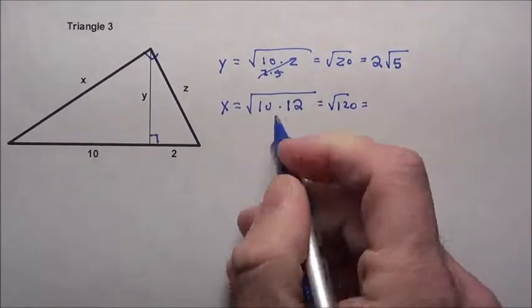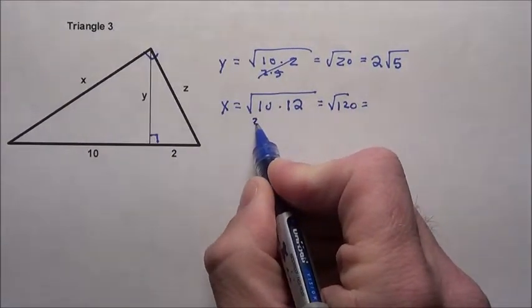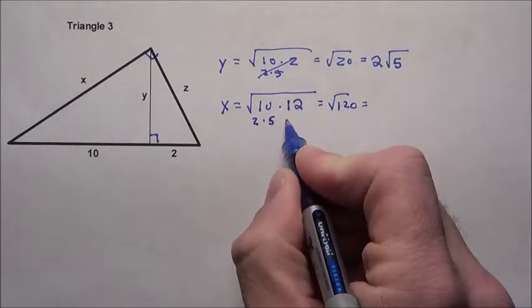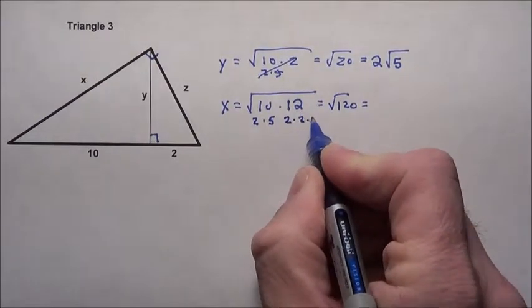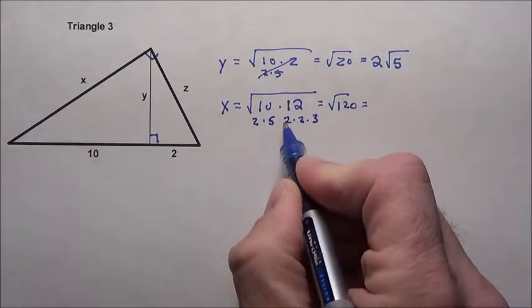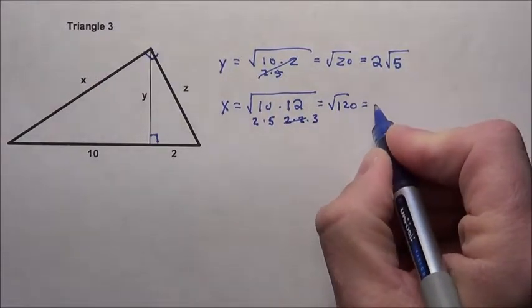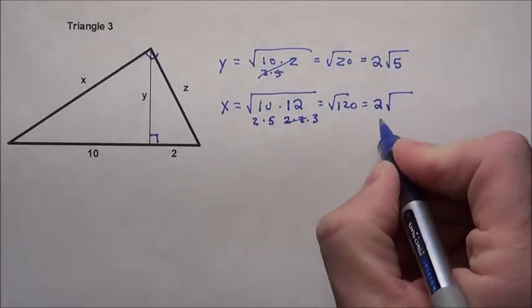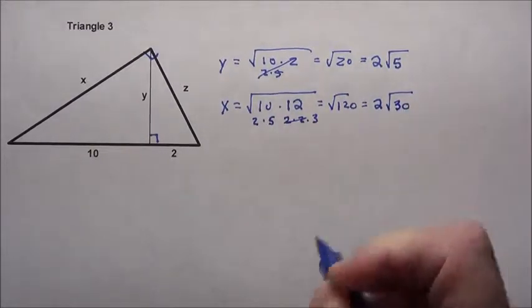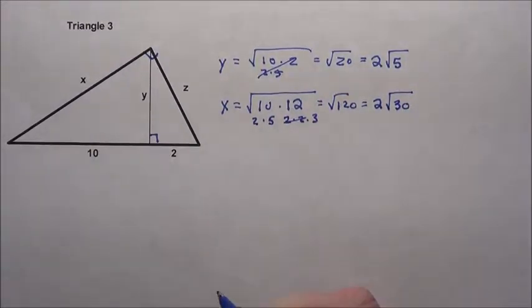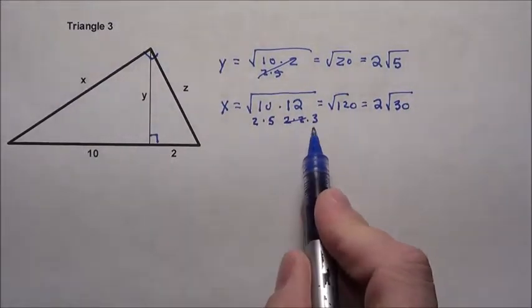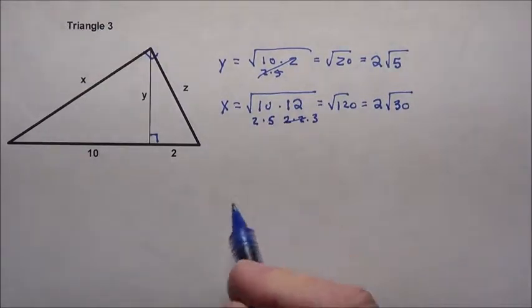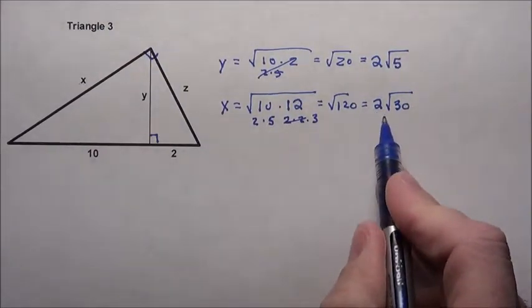Now I need to simplify that. Well, if you just come back here to the 10, say that's a 2 times 5, 12 is 2 times 2 times 3. So I have a pair of 2's, so a 2 can come out, and that's it. So this is simply 2 times the square root of 30. That's what it's going to be, 2 root 30, because you'll be left behind with 2, 5, and 3, which I know is 30. So x is simply 2 root 30.